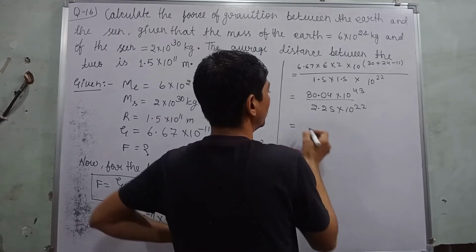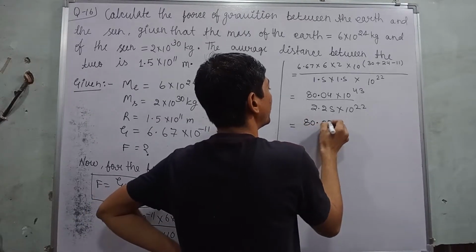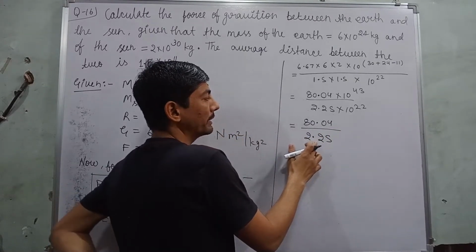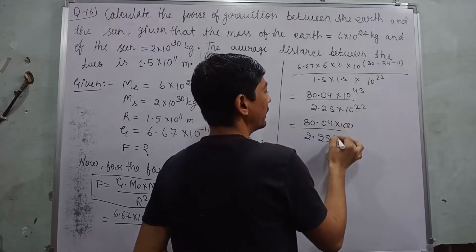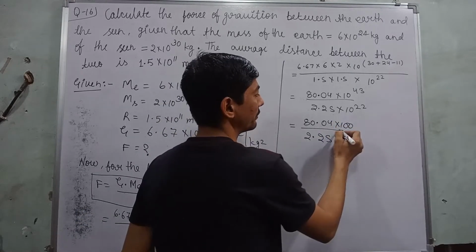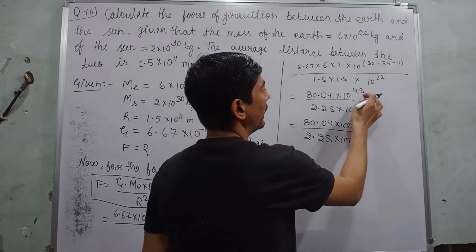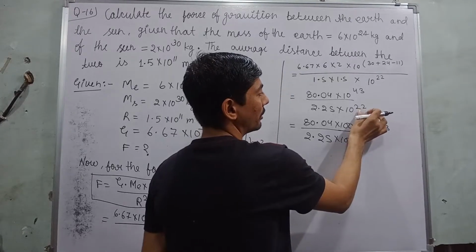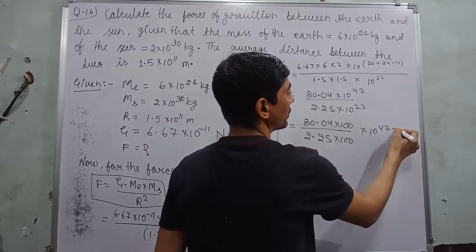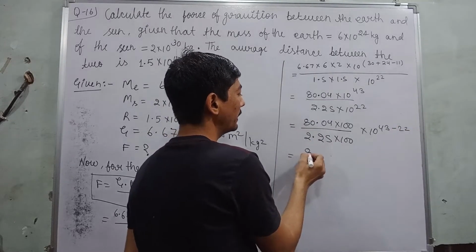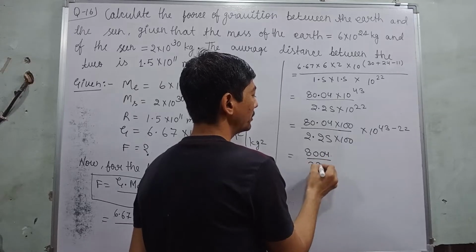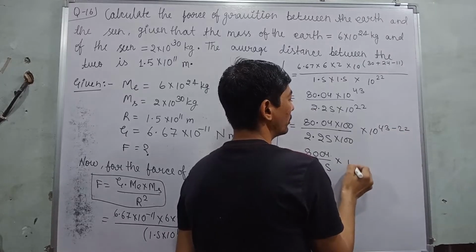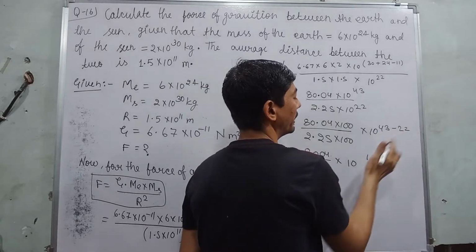So when we further solve it, 80.04 upon 2.25. For removing this decimal, we multiply by 100 in both numerator and denominator. And this becomes 10 to the power 43, and this power goes into the numerator and becomes minus, so minus 22. Now what? 8004 upon 225 into, when I subtract this, 3 minus 2 becomes 1, 4 minus 2 becomes 2.